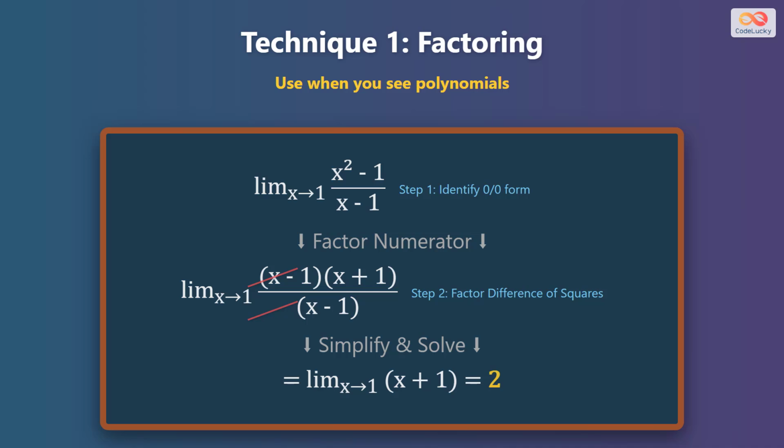The first tool in our kit is factoring. You use this when you see polynomials. Here we have x squared minus 1 over x minus 1. If we plug in 1, we get 0 over 0. But notice the top is a difference of squares. We can factor it into x minus 1 times x plus 1. Now, we have a common term on the top and bottom.